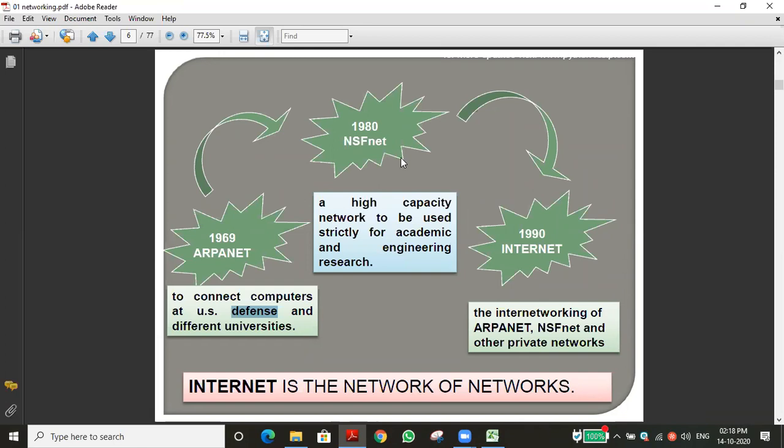Okay. So then they reframed in 1980s, a high capacity network to be used strictly for academic and engineering research. That is in universities, they have tie-up with the university government. Everything is government only, no? So all the government, yes, academic purpose as well as the defense. There is a military purpose. Afterwards, there is not much war, much fight is not broken, I mean, at the time of war, not arise.